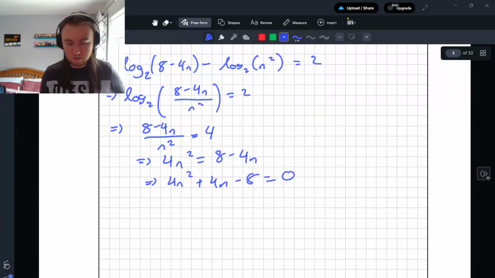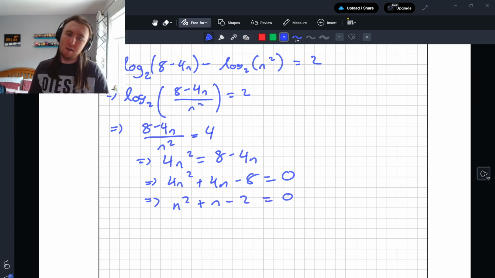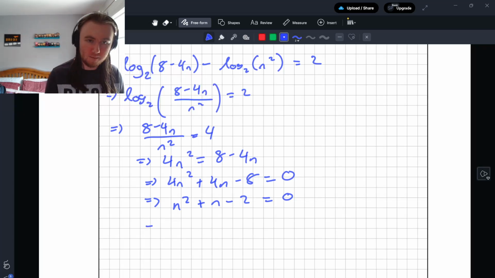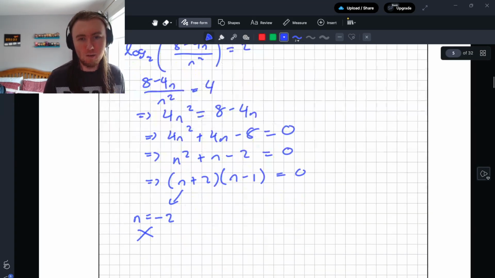Let's just divide through by 4 and see what happens. Plus n minus 2 is equal to 0. Plus 2 and minus 1, so plus 2 minus 1, that works. So n is either minus 2, which we can't have because it requires that n is greater than 0, so n must be 1.